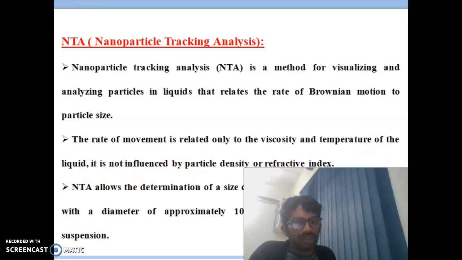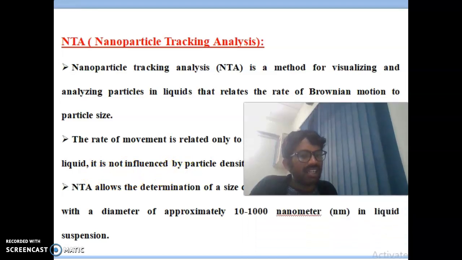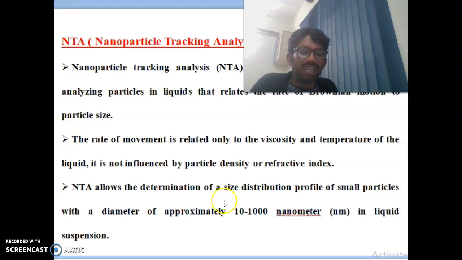It is not influenced by the particle density and refractive index. So this point is very important. The rate of movement is related to the viscosity. If you take one beaker and pour water, it depends on the viscosity and the temperature, and the particle motions will be seen in that solution. So it is not influenced by the particle, especially its density and refractive index.